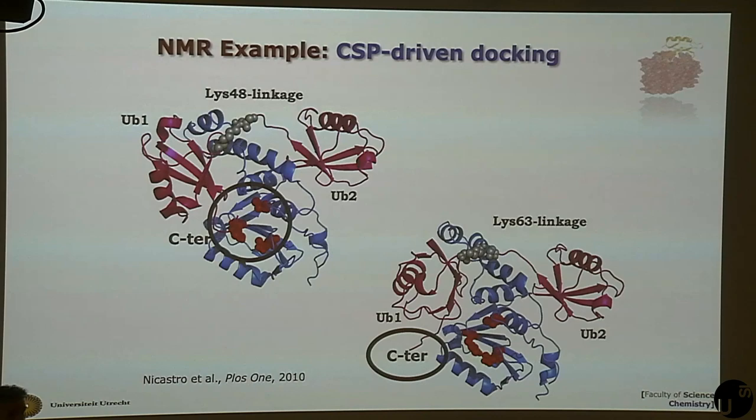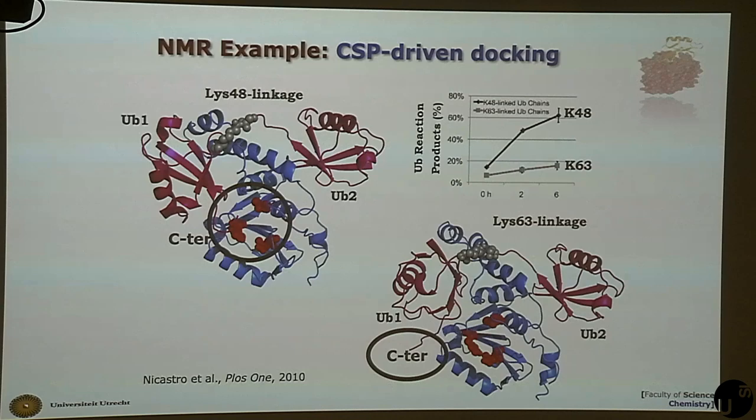Now, if you do the biochemical experiment, this is indeed what you are seeing. This is time, and this is the percentage of reaction product, so the cleaved ubiquitin. You see the enzyme is still able to cleave the 63 linkage, but not so efficiently. If you have the 48 linkage, it's much more efficient. So we have a model that explains basically the biochemistry of the system. It might not be a fully accurate model, but it's good enough to explain what we observe.